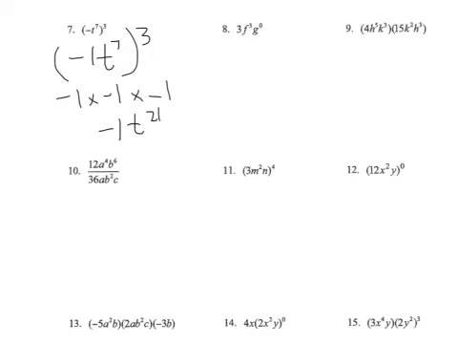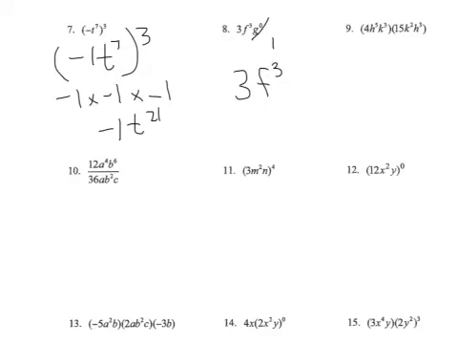Now this next one, number 8, g to the 0. That's just 1 because anything to the 0 power is 1. So your answer is just 3f to the third. 3 times 1 is 3, so that doesn't change your front number.